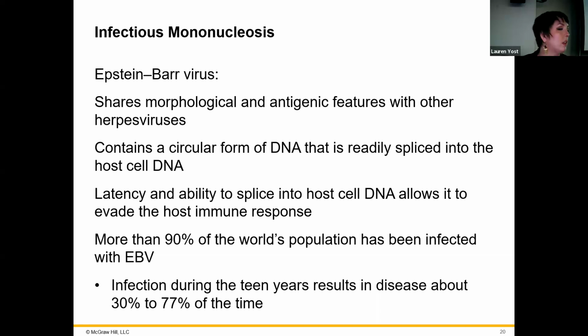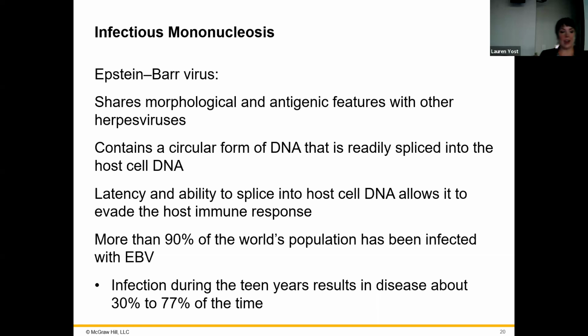So you're sitting in here maybe thinking that maybe you haven't had mono, or maybe you remember having mono. I don't know. I never remember. I never had the disease of mono, but I have the antibodies in my blood. So I have had it. So down here at the bottom, it says during the teen years, this will result in disease about 30 to 77% of the time. I guess it really depends on the population you're looking at, because that's quite a range. But I definitely have had it, and I've never had the symptoms.